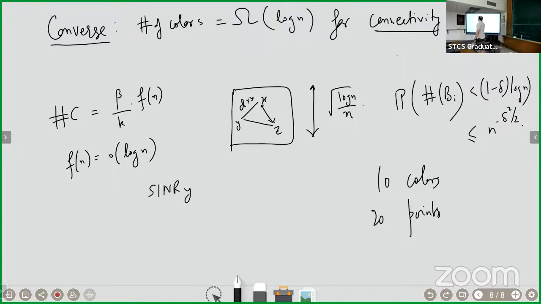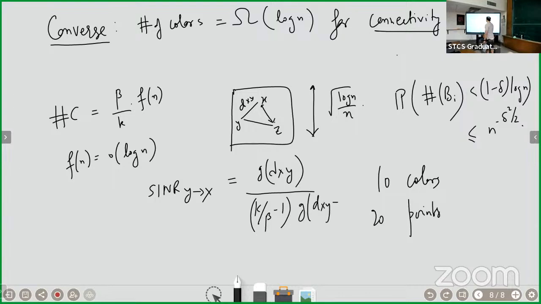Give the average in this way. How much is it? I want to upper bound this, and somehow I want to show that this is less than or equal to b. This is equal to dxy over dxy divided by how many? The total number of people using the same color is kappa by beta. So other guys are kappa by beta minus one, other than x, I don't count x, times d of dxy plus square root times log n.